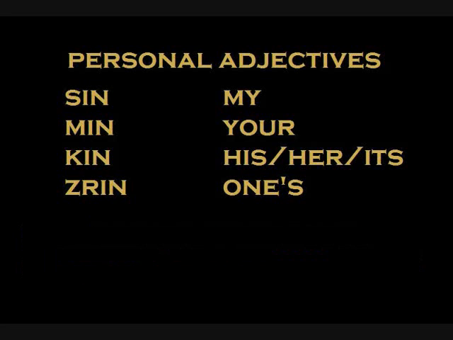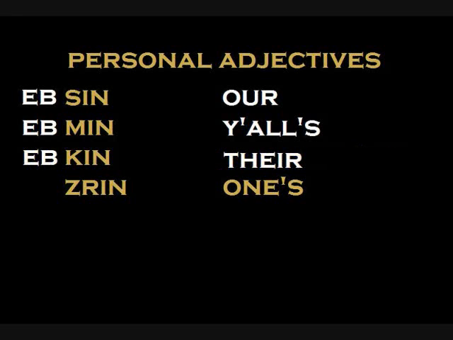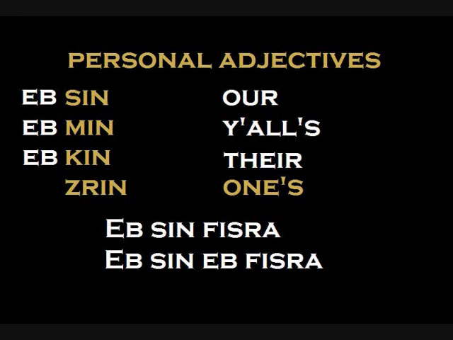The first three can also be pluralized: ebsin, our, ebmin, y'alls, and ebkin, their. For example, our tree would be ebsin fistra. This is the only case where eb will precede an adjective. If multiple items are possessed, you need to use eb again. So, our trees would be ebsin ebfisra.